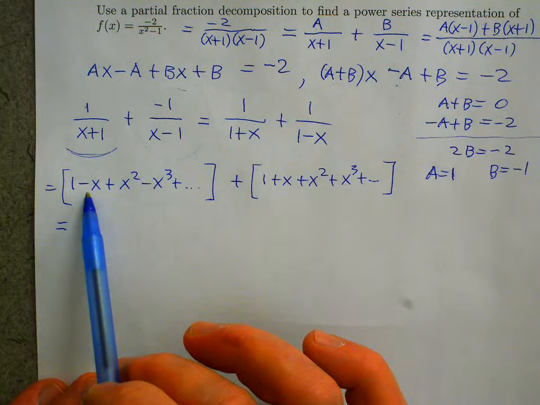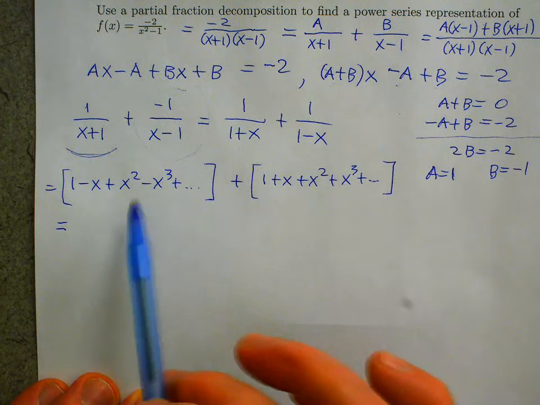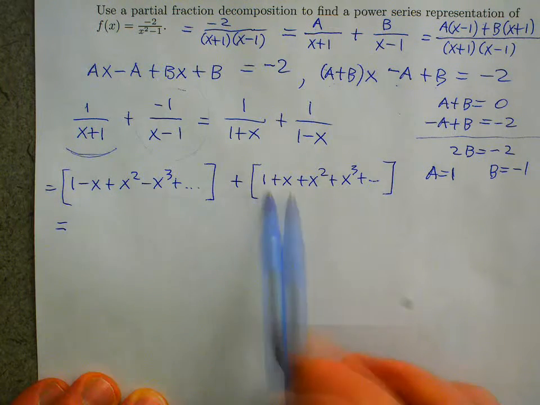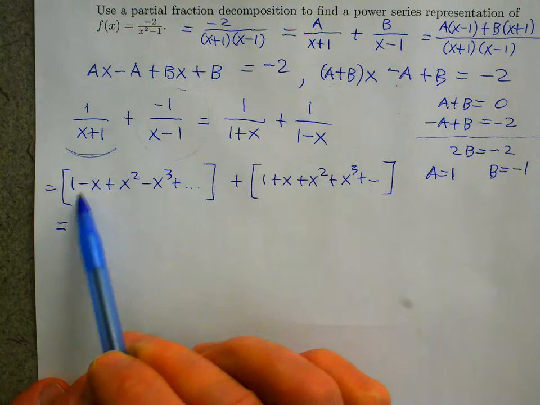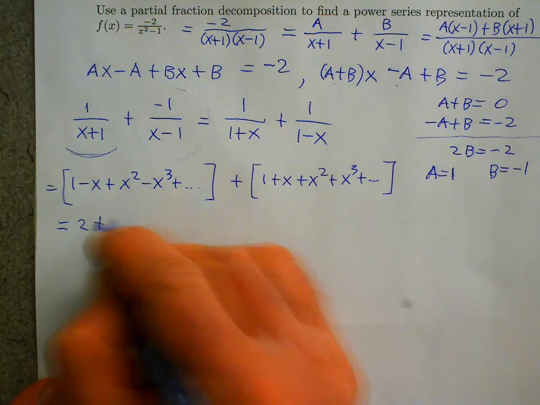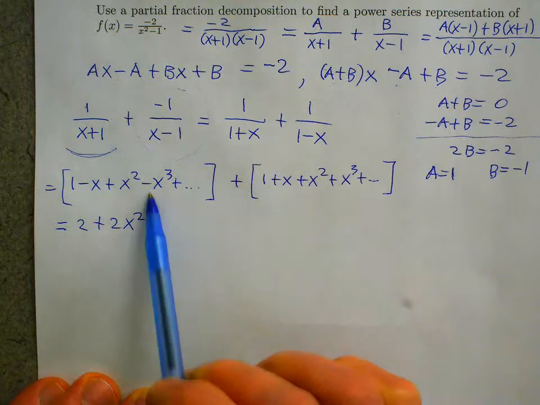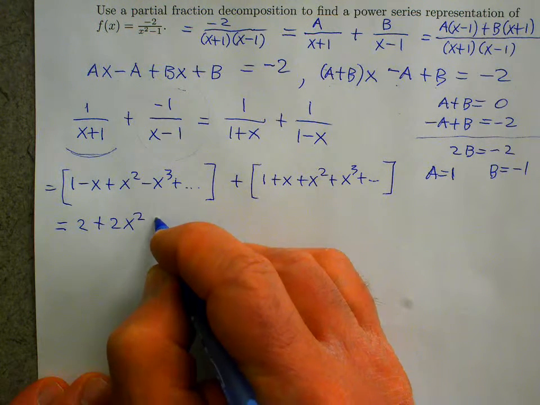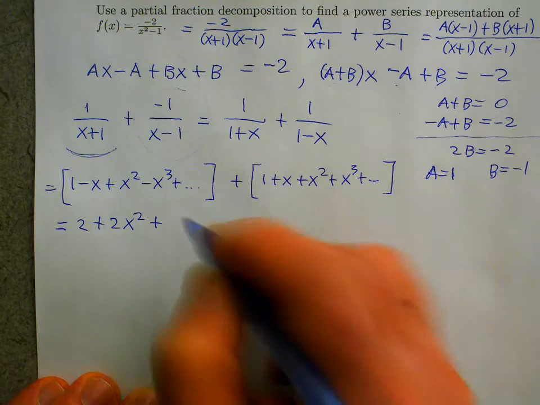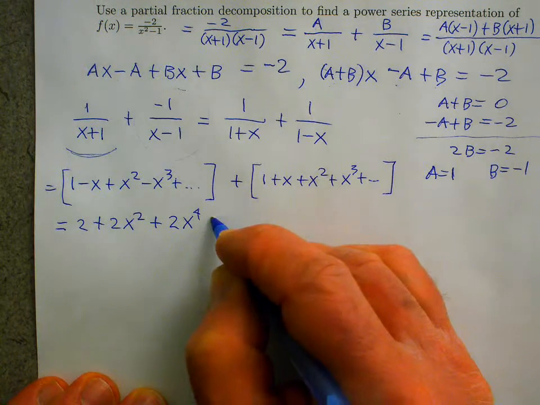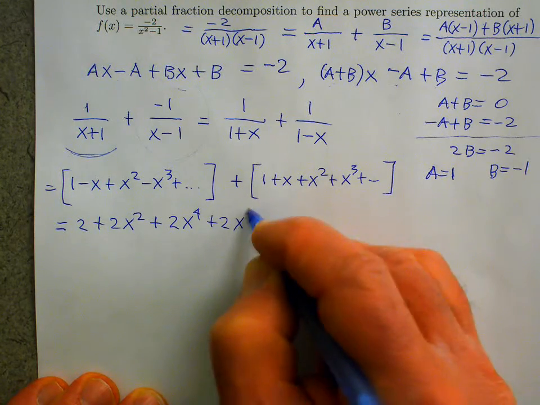Yeah, half the terms cancel each other out. The other half gives us 2. So 1 plus 1 is 2. Negative x plus x is 0. x squared plus x squared is plus 2x squared. Minus x to the third plus x to the third is 0, and so on. So we get 2 plus 2x squared plus 2 times x to the fourth plus 2 times x to the sixth, and so on.